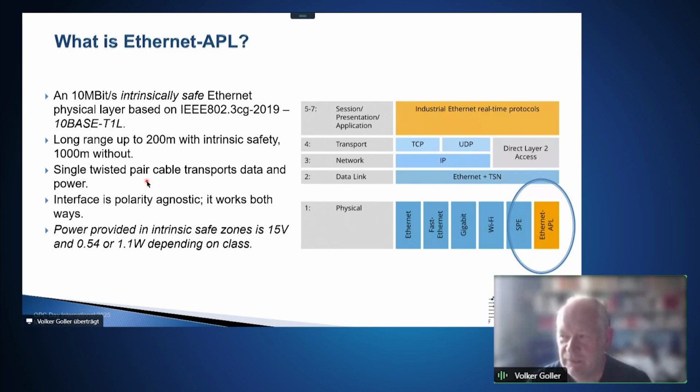It's a single twisted pair cable transport for both data and power. The interface is polarity agnostic, which is really great for the process guys. You put the wires this way in, it works. You put them that way in, it still works, no difference. And it can provide power into intrinsically safe zones, and that is 15 volts and 0.54 or 1.1 watt, depending on the intrinsic safety zone. And we will get to some of the details in a moment. But in the great scheme of the layers of the internet communication, it's down here, a physical layer just like any other.